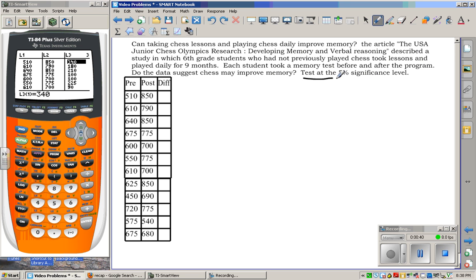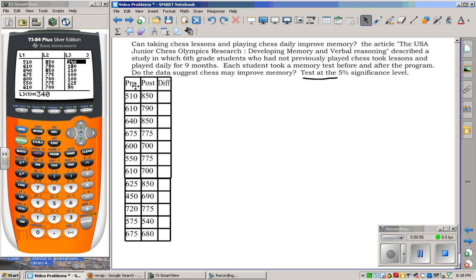Anytime you see that phrase, you know we're talking about doing a hypothesis test of some sort or a significance test, which in our class means we're going to use our calculator. So we have our data over here. We have the pre-test scores and the post-test scores.